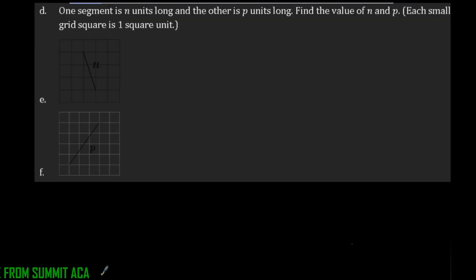similar to what we did before, it says one segment is n units long and the other segment is p units long. Find the value of n and p. So it tells you that each of those squares is 1 unit around or 1 unit space. And instead of having to draw that tilted square like we did before, what you can do is draw the right triangle.